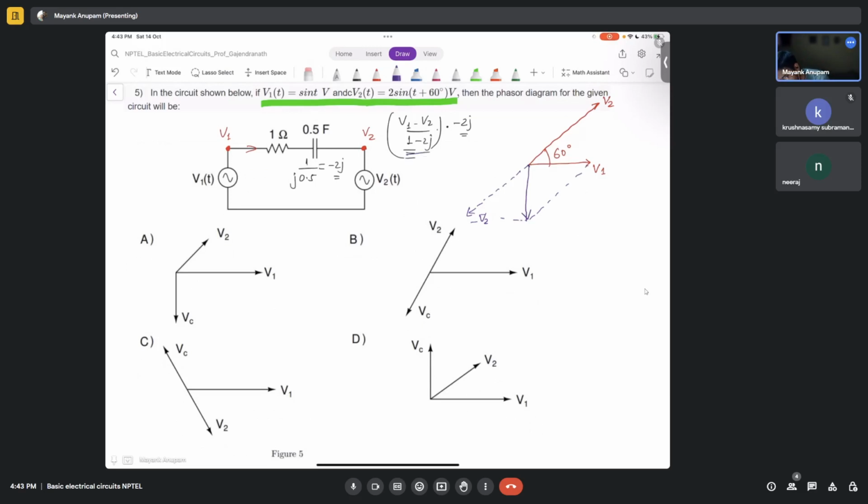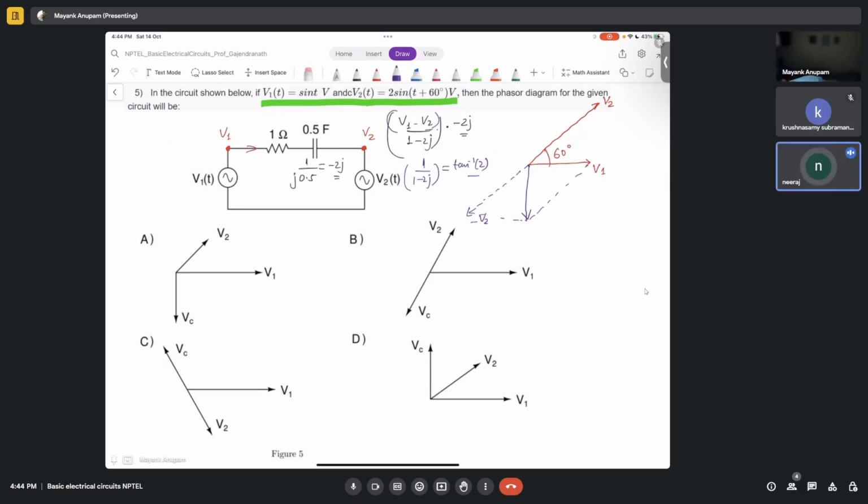First, you need to find out the current, right? What is the current? 1 minus 2j is how much? This will be minus 2 upon 1. So I am trying to find the angle of this. The angle of 1 over 1 minus 2j, isn't it? So what is the angle of 1 minus 2j? This is minus tan inverse of minus 2, so that is tan inverse of 2. This will be moving in the counterclockwise direction by tan inverse 2, and this will be adding to the angle of V1 minus V2, right?